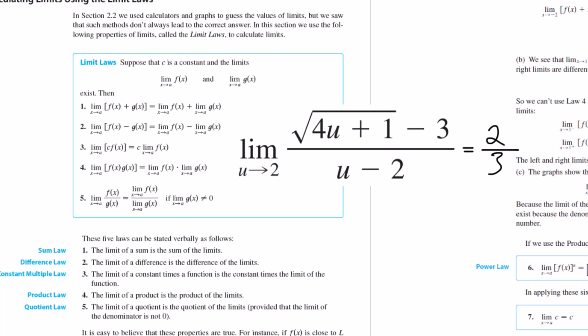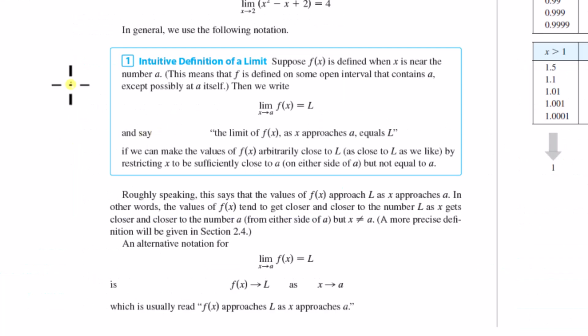Okay, and so coming back to the intuitive definition of the limit, the limit as x approaches a of some function f of x exists and is equal to L means that we can make the values of the function, the outputs of the function, arbitrarily close to L as we like, by restricting x to be sufficiently close to the input on either side of the input.